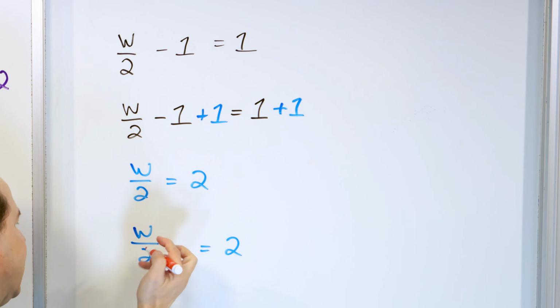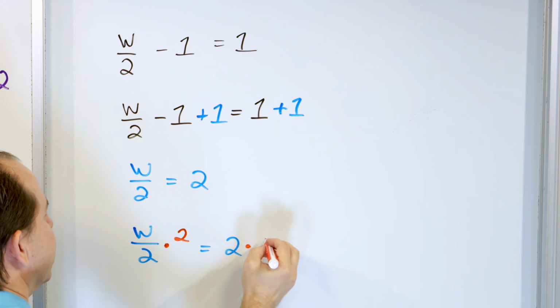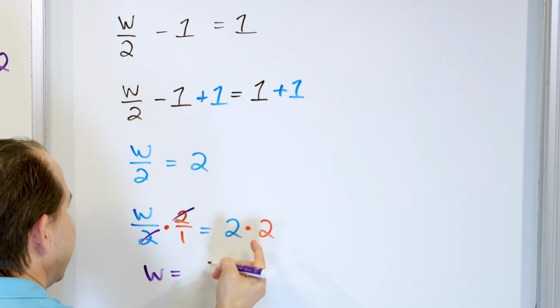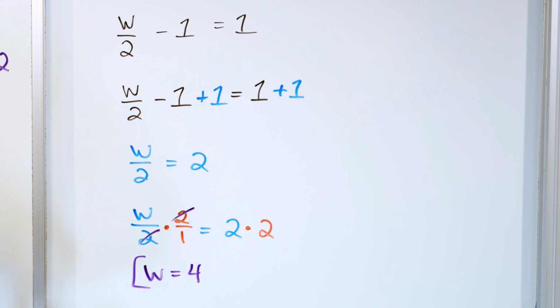And I'm dividing by 2. I'll undo it by multiplying by 2 on both sides. And I can think of this as 2 over 1. And I'm cross-canceling fractions. The 2's will then cancel. I will have a single W left, and 2 times 2 is 4, and that is the final answer.